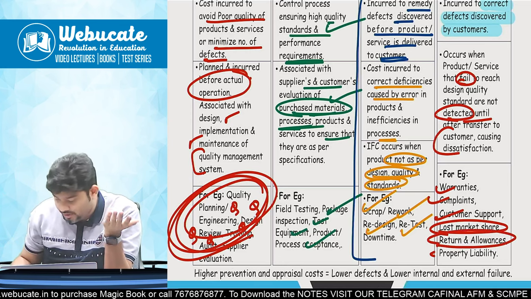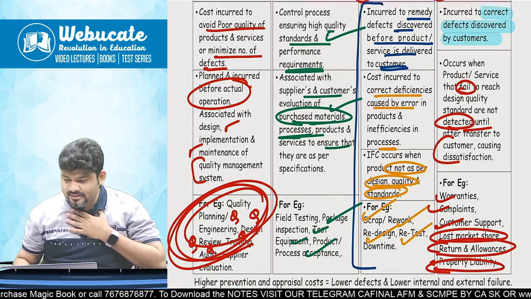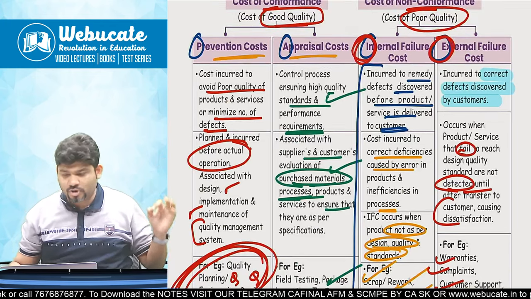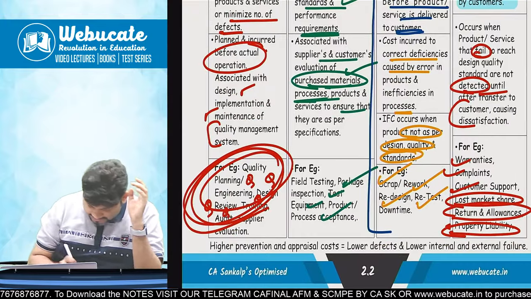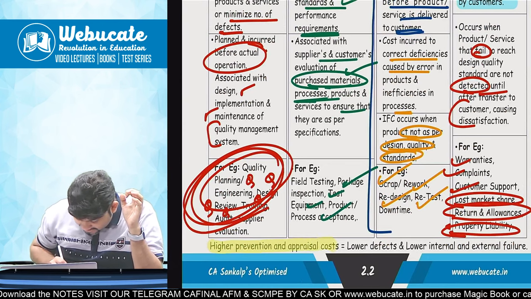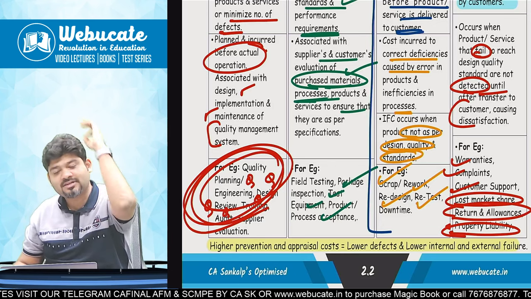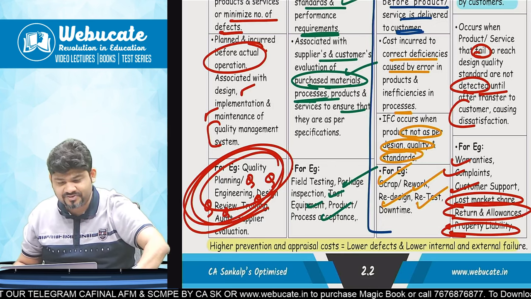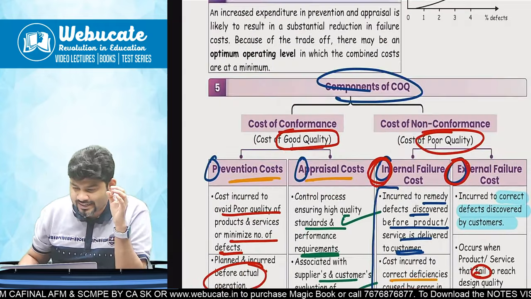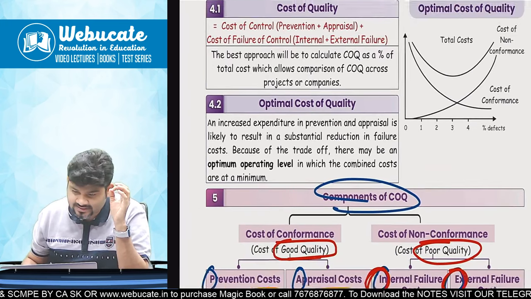Returns, you will have to incur on returns and allowances. There will be a liability on you. So all of that is a part of your external failure cost. So in a nutshell, just read this line and you will understand a lot of things. The higher the prevention and appraisal cost, the lower will be the defects and internal and external failure. I hope we are absolutely clear as far as cost of quality is concerned. Got it, guys?